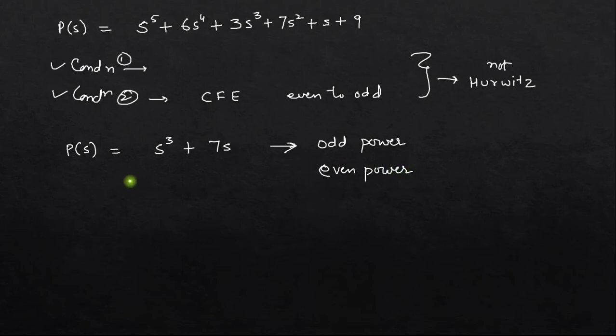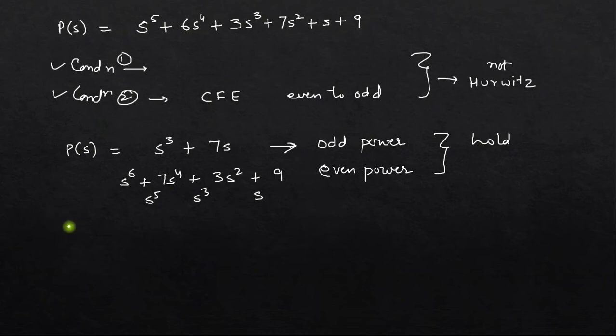Let me consider another example. Say we have s raised to power 6 plus 7s raised to power 4 plus 3s square plus 9. Over here we have all the even power terms, but we have s raised to power 5 missing, s raised to power 3 missing, and s missing. But we can clearly see this polynomial has all even power terms, so condition number one will not hold here. In these two cases, condition number one does not hold.